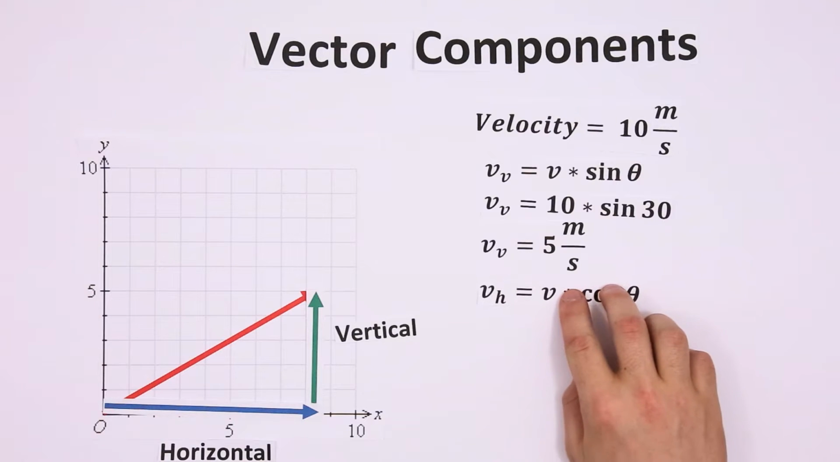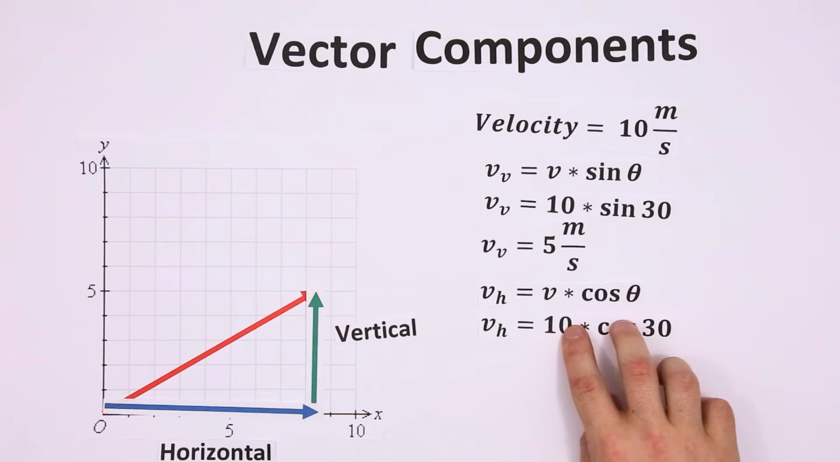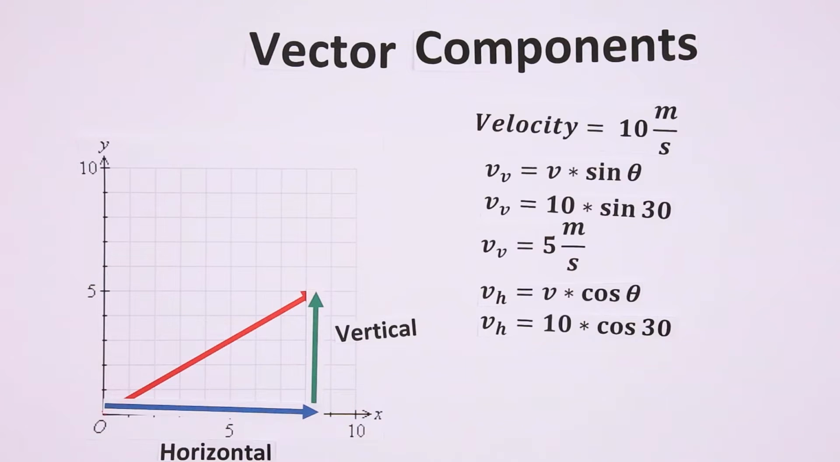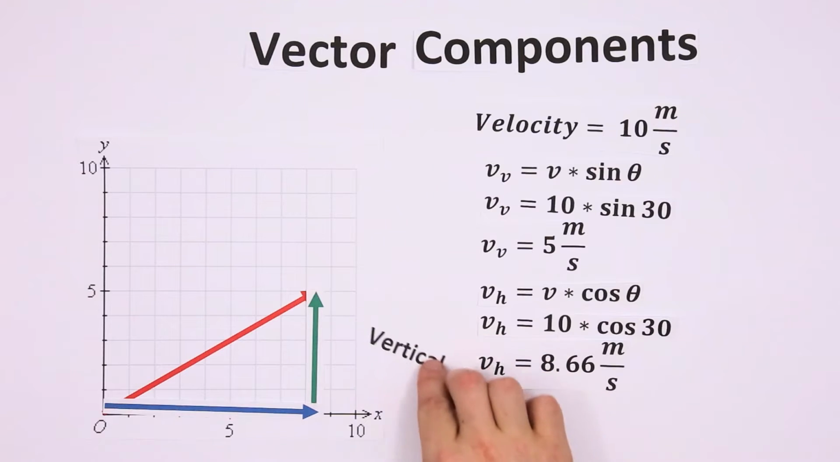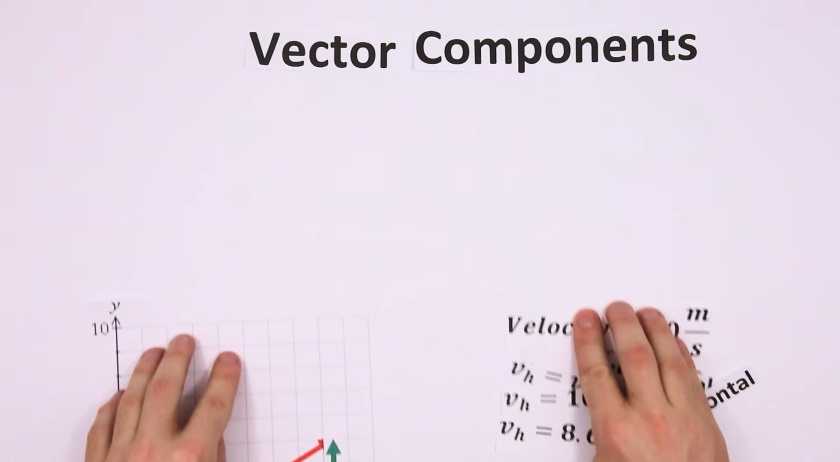Now the horizontal component can be calculated in the same way. We have VH is equal to our original velocity v multiplied by cos 30, which is our angle. This is equal to 8.66 meters per second and its direction is to the horizontal plane. So we can see that we have resolved our velocity into both the horizontal and vertical component. Now we must remember that every vector in the future can also be resolved in this way.